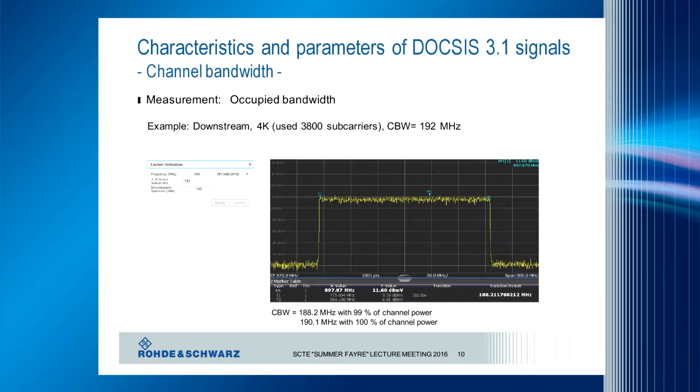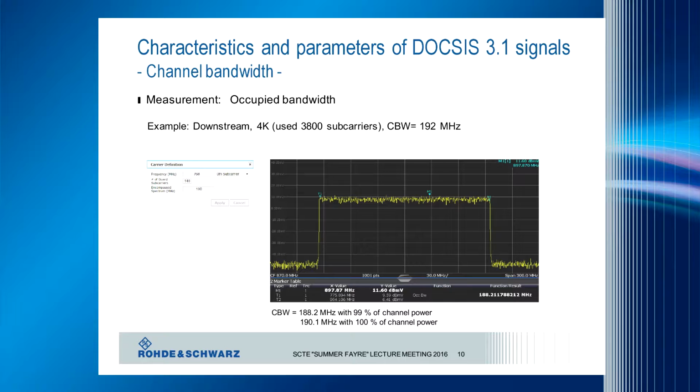Then the next measurement was also done on the spectrum side, but here I have selected the occupied bandwidth measurement of the spectrum analyzer, to show you the occupied bandwidth. The spectrum analyzer gives you the possibility to define a channel power density of 99%. And the resulting bandwidth in this measurement was 188 megahertz. But if you calculate it with 100%, you will end up with the 190 megahertz spectrum.